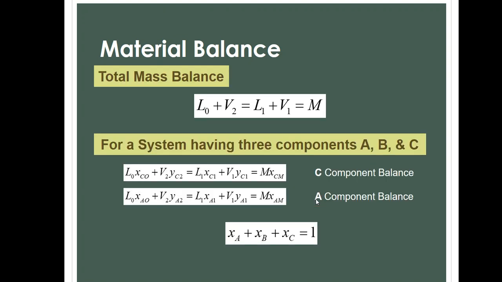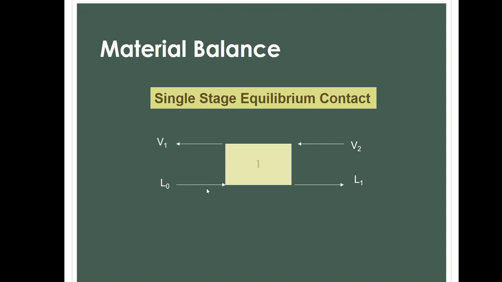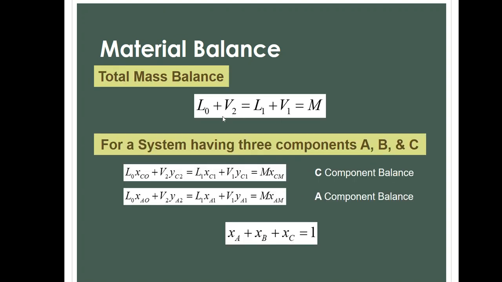Now, if we do our material balance for this, we add the entering streams and equate it to the sum of the streams that leave the contactor. So this would be our equation for that: L0 plus V2 is equal to L1 plus V1. The sum of these two phases is what we call the bulk phase M. When we do component balance, either in terms of A, the component that is being transferred, or in terms of another component C, it's just patterned after the total mass balance equation.